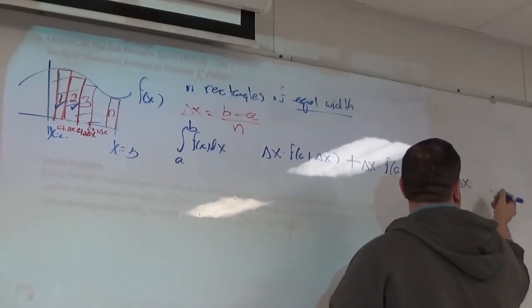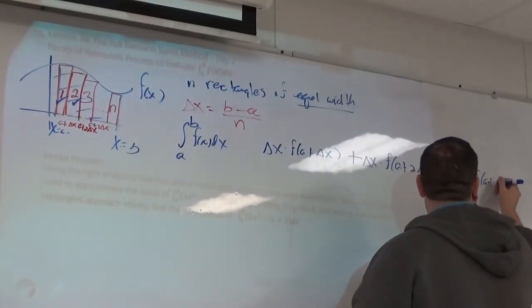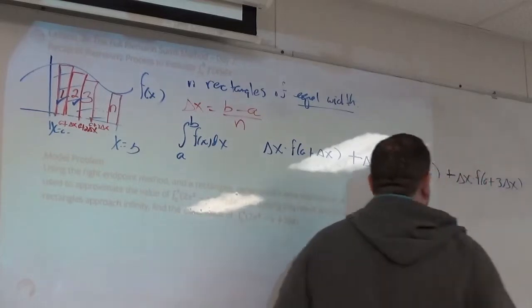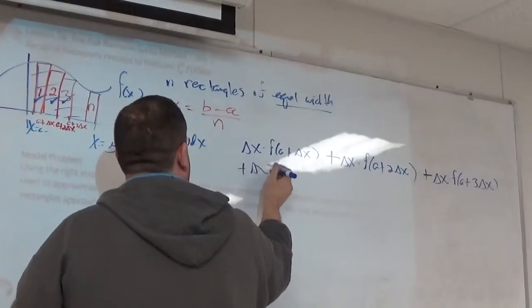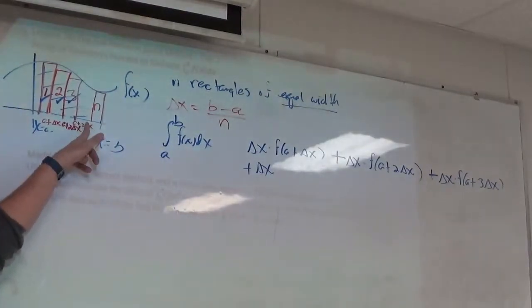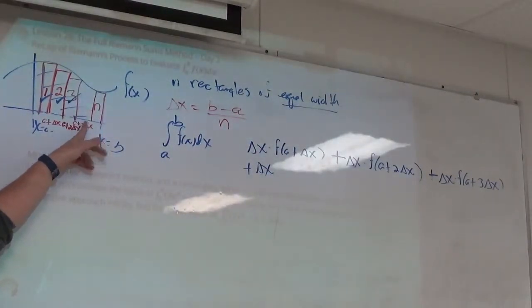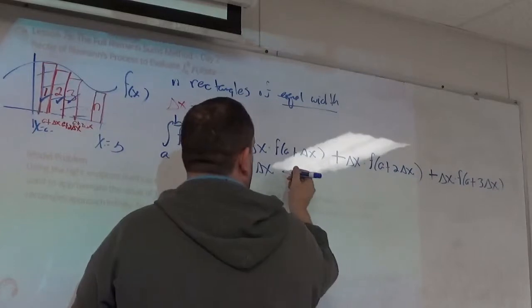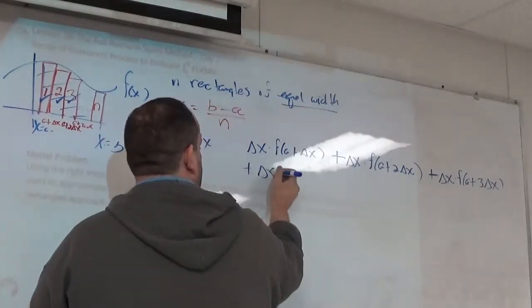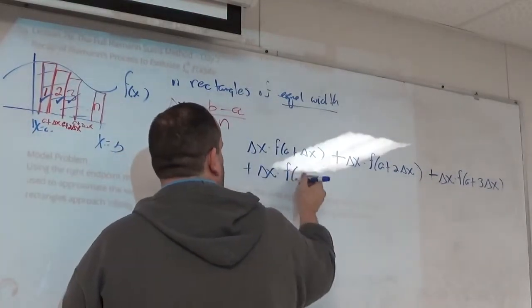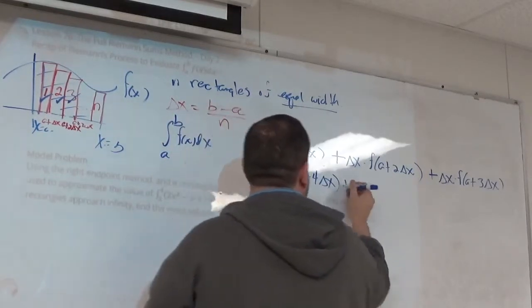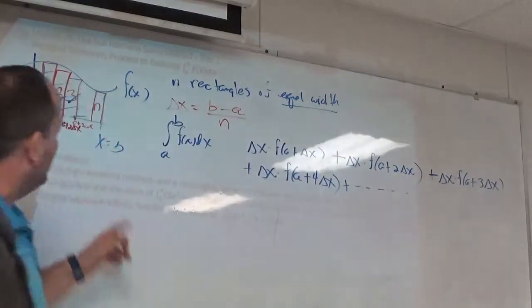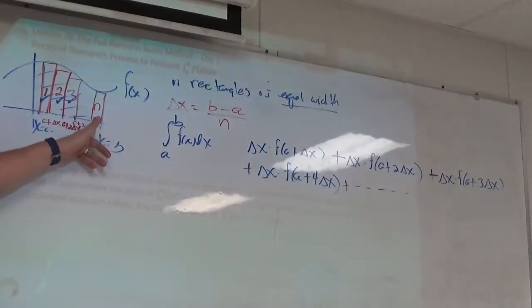Delta x times f of a plus 3 times delta x. That's the third rectangle. Andy, how do you feel about the fourth rectangle? I know I didn't draw a fourth rectangle, but there is a fourth rectangle here. How wide, how tall? Delta x is the width. f of a plus 4 times delta x. And we keep on going until we get to the last rectangle.